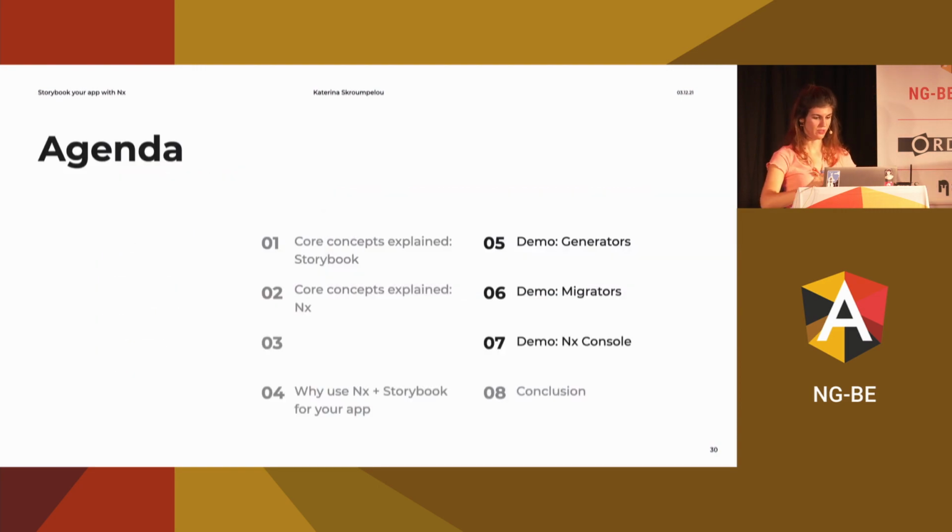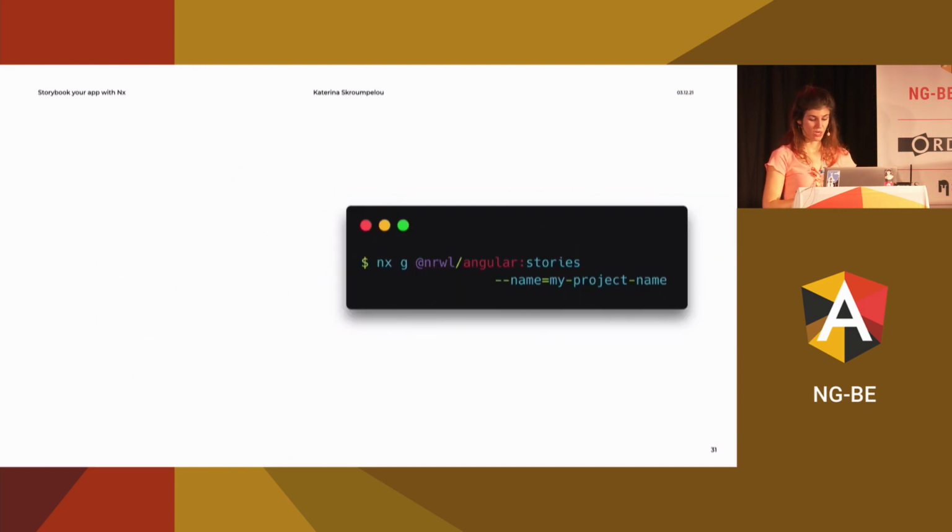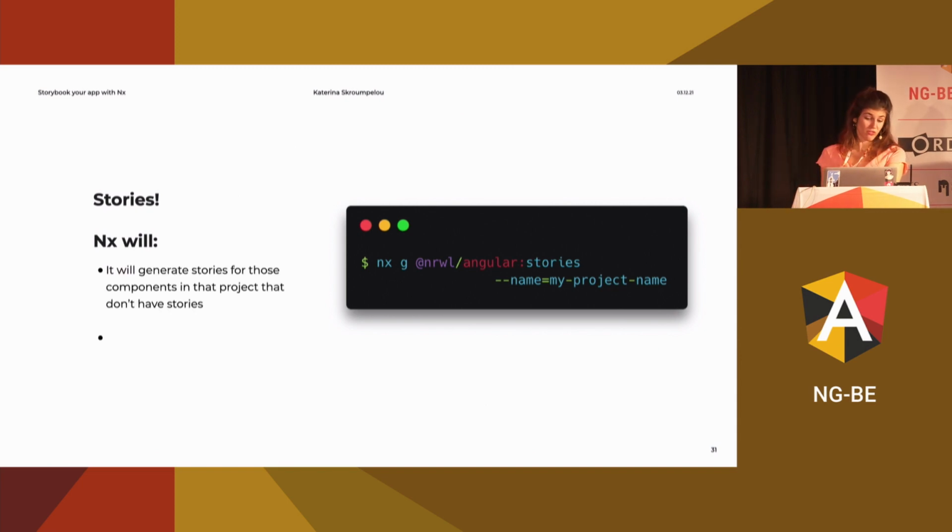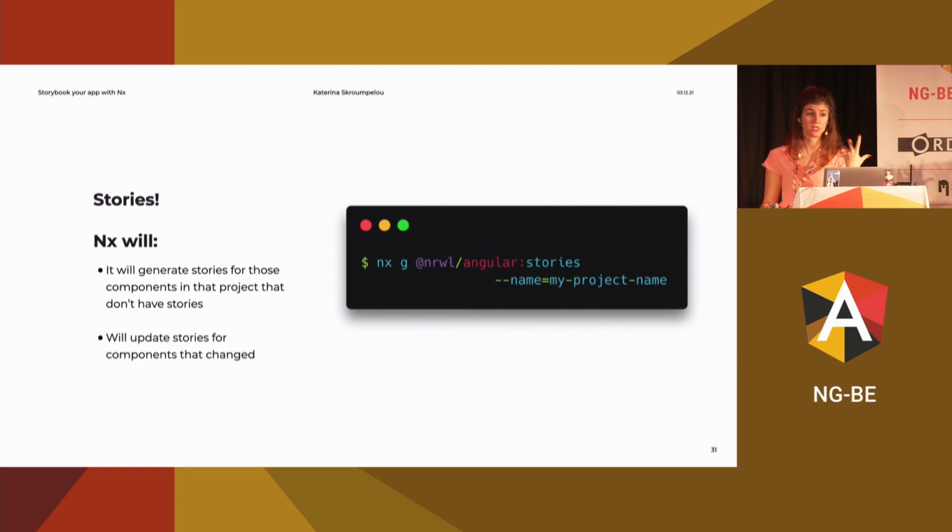So I'll go through the generators, and then maybe I'll show the live demo. So some of our generators, as I said, is the Storybook configuration generator, which will generate stories for you. But what happens if in one project you create some new components? We have the stories generator, which will generate stories for those components in the project that don't have stories, and it will also update stories for components that have changed.